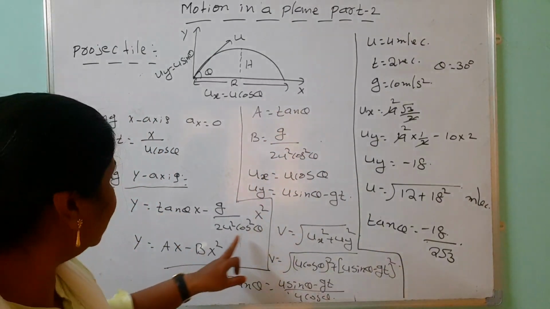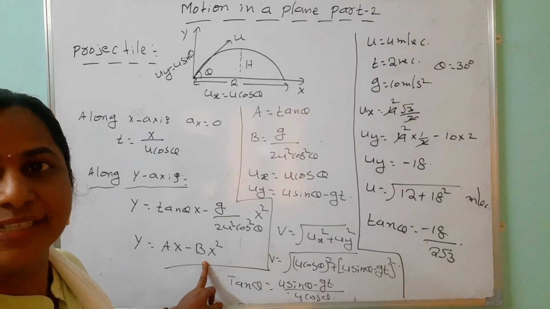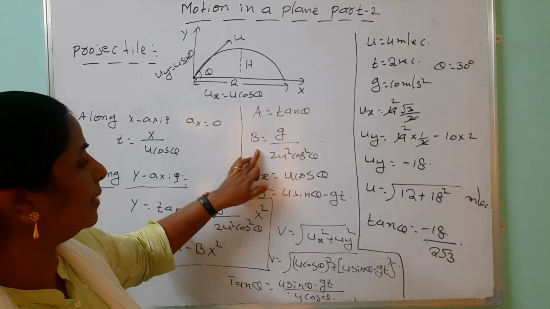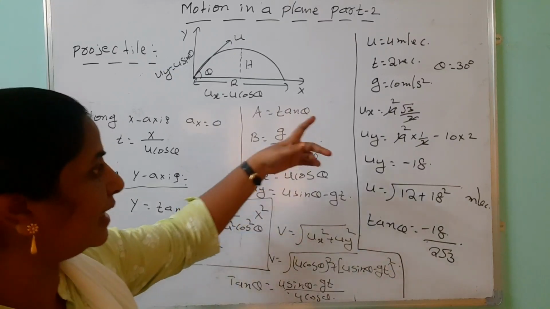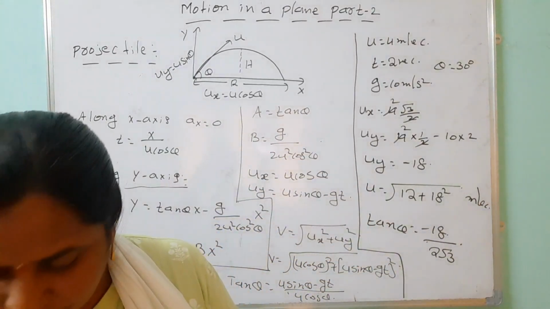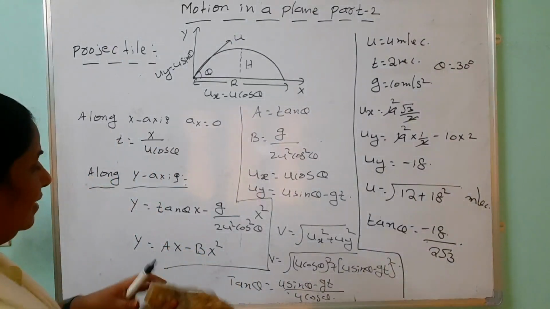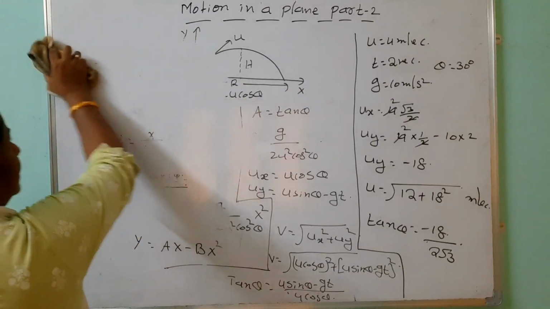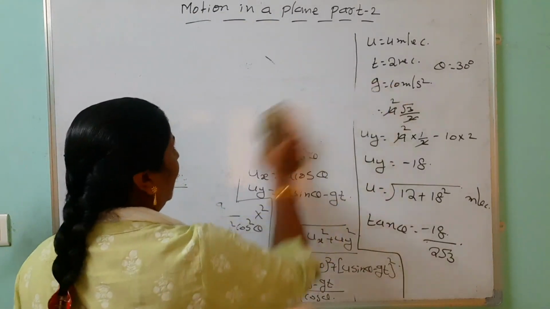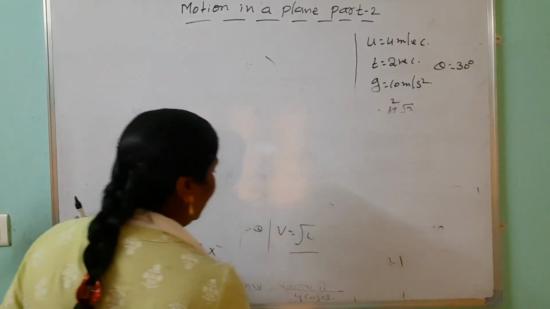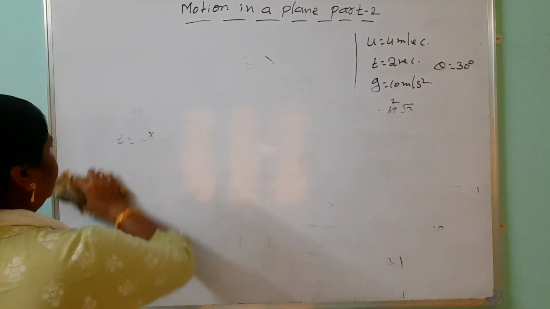Here this is used to show the path of the projectile is a parabola, and the remaining a value and b value, we must remember. What is the x component and what is the y component, and how to find the resultant velocity, we must also remember. The next thing is the time of ascent, time of descent, time of flight, and maximum height. All these formulas we also have to remember in this case.